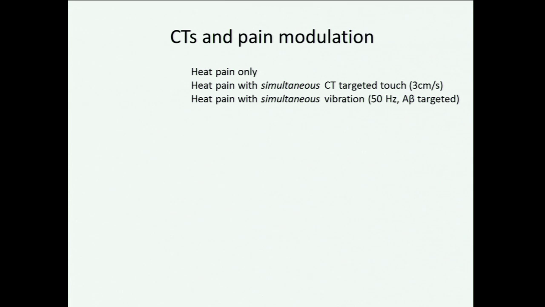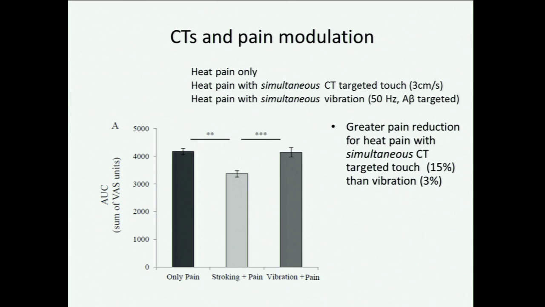The first experiment we did was that we applied heat pain, and at the same time we were either brushing, which is CT targeted touch, or vibrating, which would be more of an A-beta targeted touch, because CT afferents do not respond so well to vibration. We were asking how painful the heat pain was. And there was a clear pain reduction when we stroked with a brush, but not when we vibrated. There was about a 15% pain reduction for stroking, and almost no pain reduction when vibrating.